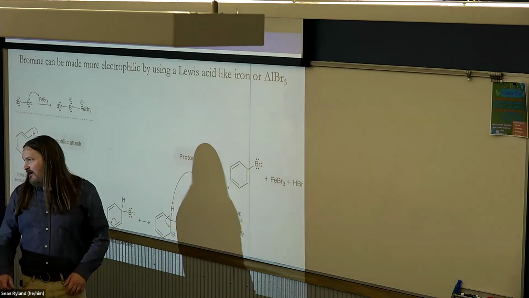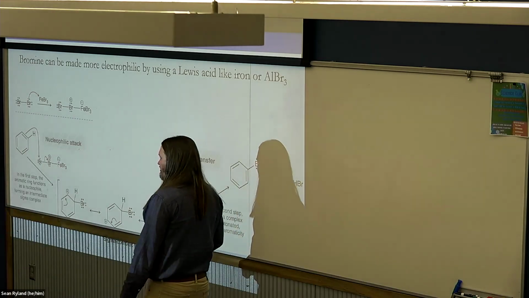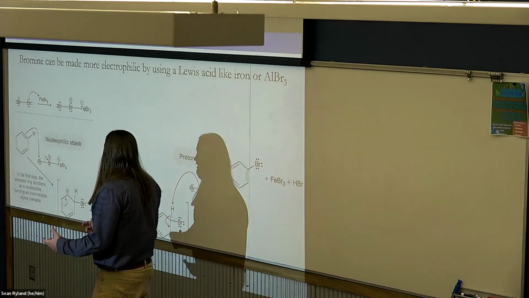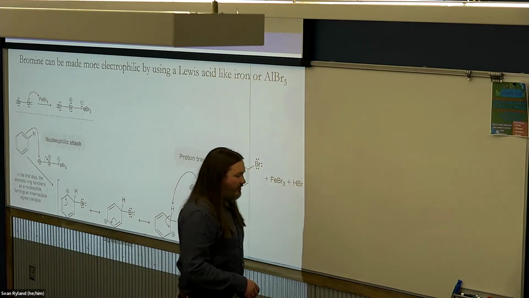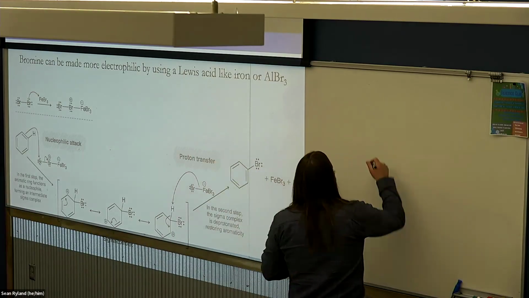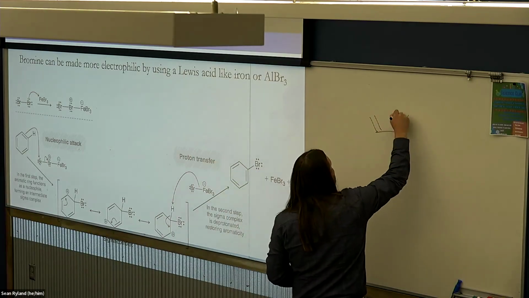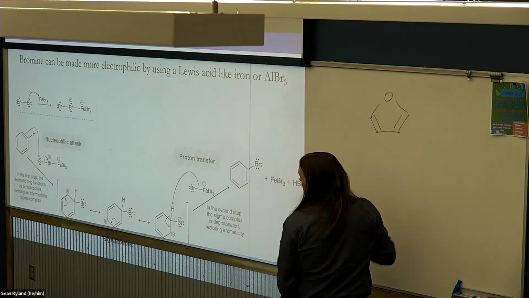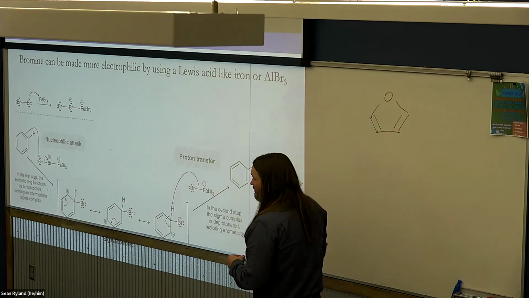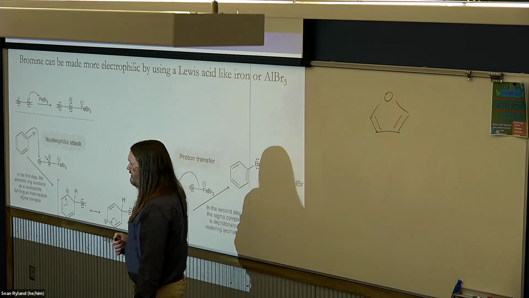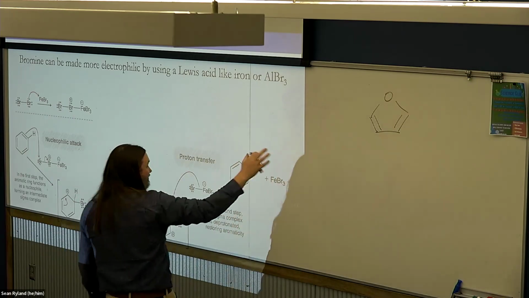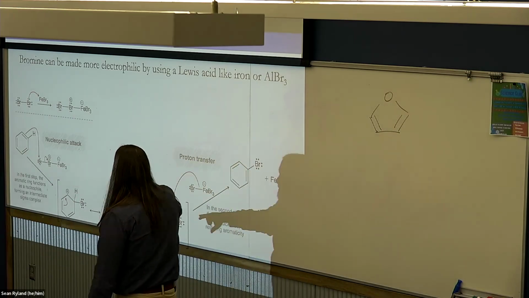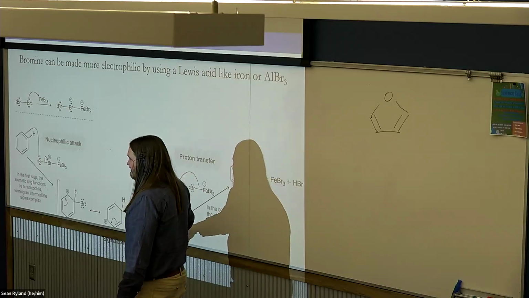Technically, this can happen to any aromatic. So you can do this with naphthalene, you can do this with furan, which is that one that looks like this. The specifics are going to be a little bit different, but it'll do the same basic reaction because anything aromatic can make a sigma complex like this.